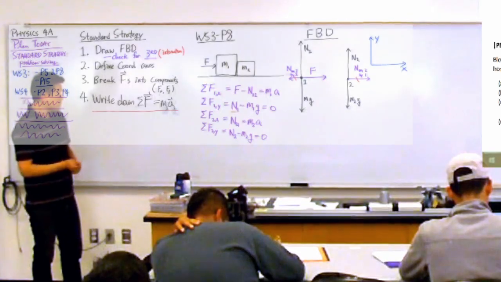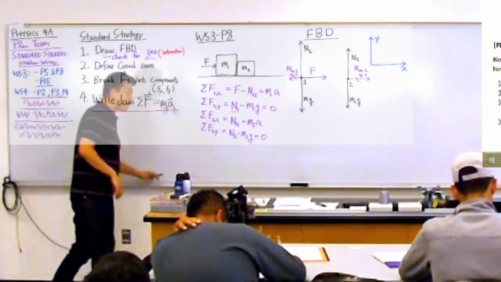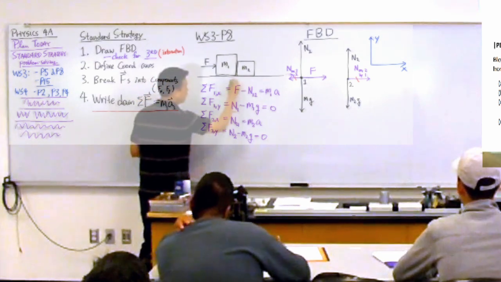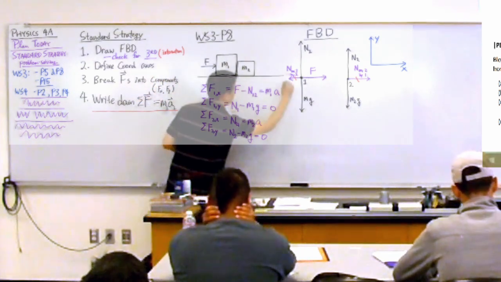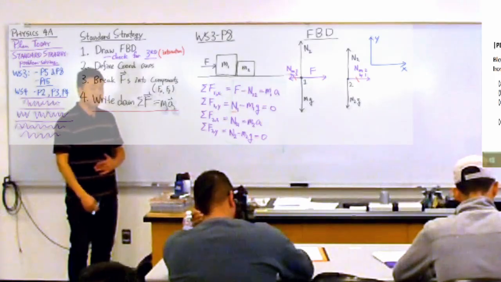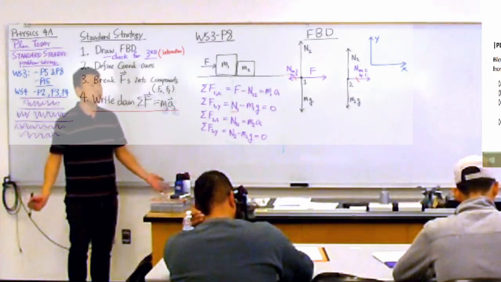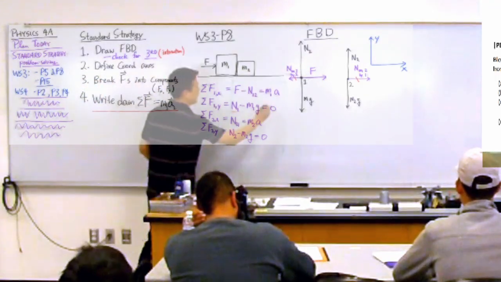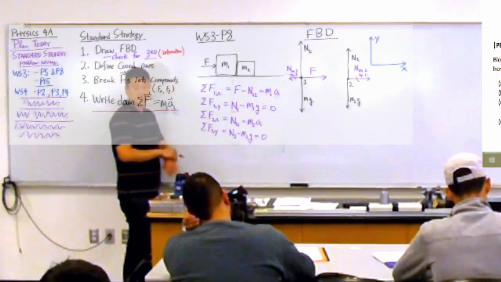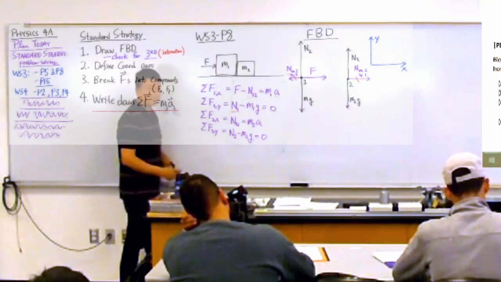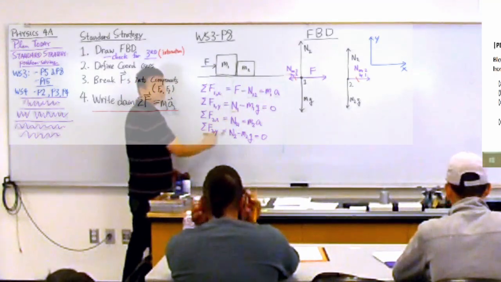So this is the end of the standard strategy, which leaves you with this system of 4 equations. And to make sure that you can solve it, you should count the number of unknowns. So let me count them. Acceleration, that's unknown, right? Normal force on 1 by 2, that's unknown, right? N1, is that unknown?